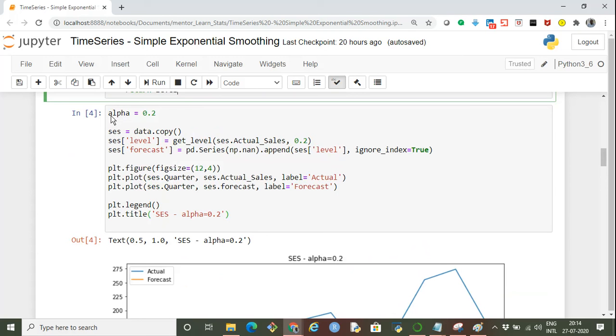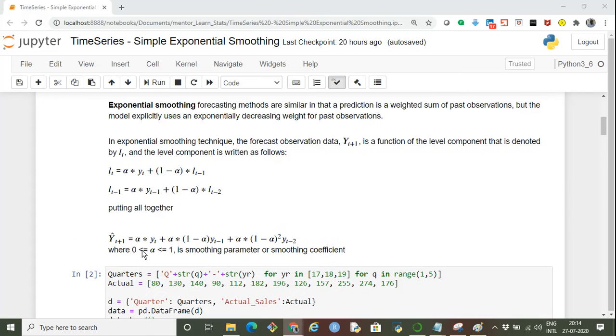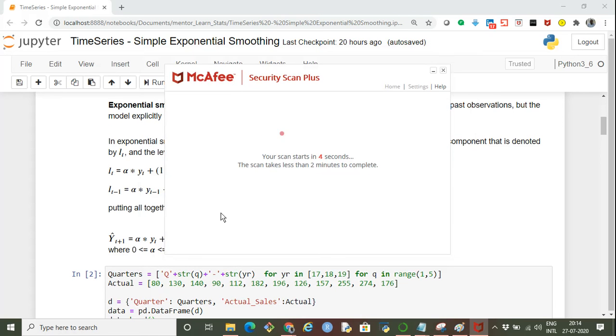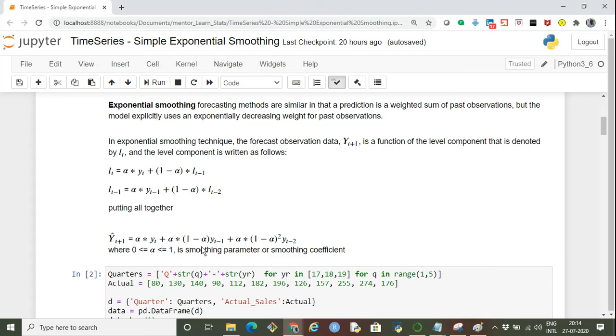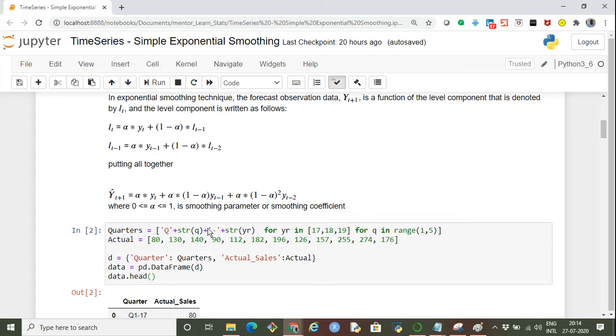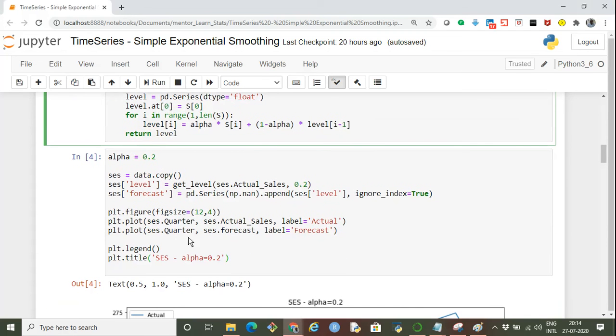So using alpha values, I'm now passing different values of alpha. For example, I'm starting with alpha 0.2. What I'm saying is I'm giving a weightage of 0.2 to the most recent observation. If you see this formula, alpha is 0.2, and it will be multiplied by the most recent observation. And 1 minus alpha is for the other observations and so on.